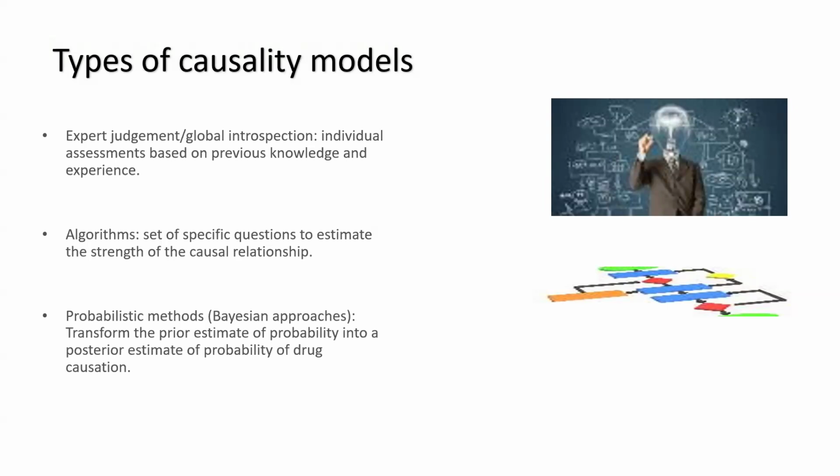There are certain other methods. Some algorithms are there, based on which we can assess the causal relationship. In an algorithm, we have certain questions to estimate the strength of the causal relationship. And there are probabilistic approaches, in which we transform the prior estimates of the probability into the posterior estimate of the probability for the causation. So it is like what happened previously and what is the extent.